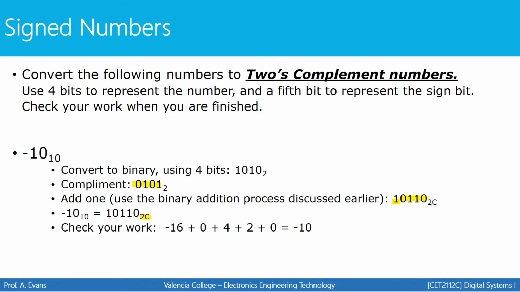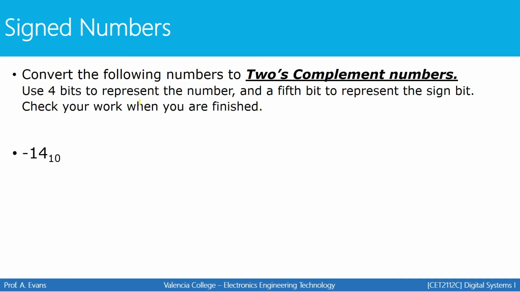Next, check your work. Remember, the first bit has a weight and it's also negative. So we have -16 plus 0 plus 4 plus 2 plus 0 adds up to -10, which is what we started with. As long as you end up with what you started with, you know that your number is being represented correctly for this system.